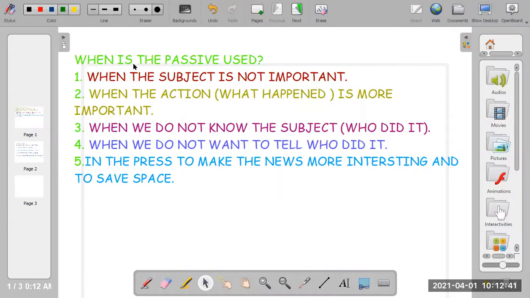Now we need to look at these. Number 1, when the subject is not important. Sometimes what's important is what happened, not who did that. We are telling the news, for example. We don't want to say who did that. We talk about the action itself. Okay.